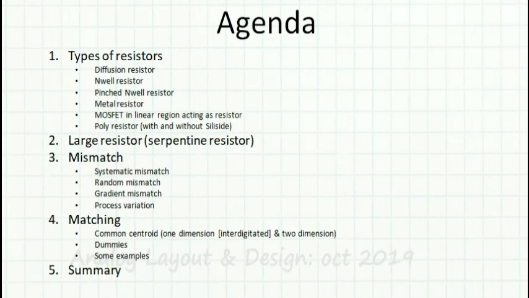So today we are going to discuss different types of resistors like diffusion resistors, N-well resistors, poly resistors, etc. And we are going to look into how we form a large resistor. There is a serpentine form that we are going to look into, and then we are going to speak about the important topic of mismatch, in which we are going to discuss systematic mismatch, random mismatch, gradient mismatch, and process variation. And to counter these mismatch effects, we are going to look into different matching techniques like common centroid matching and adding dummies, and we'll also look into some examples. Finally, we'll summarize the entire discussion.